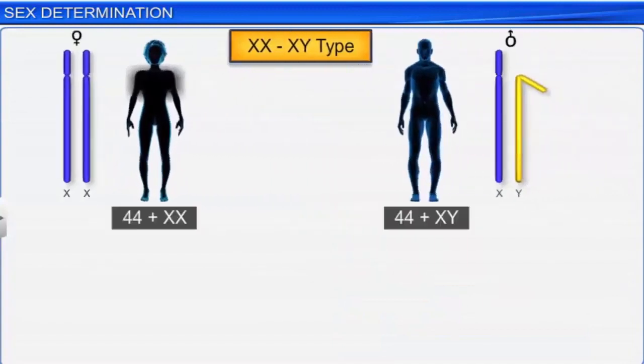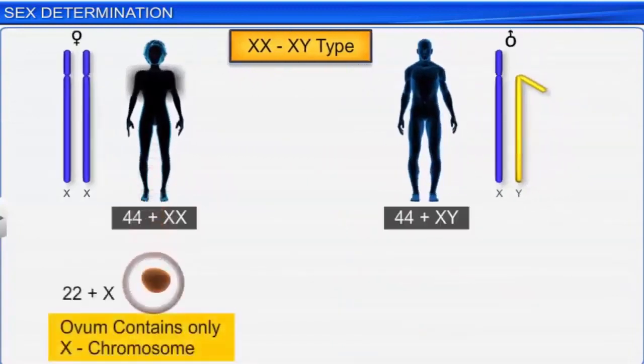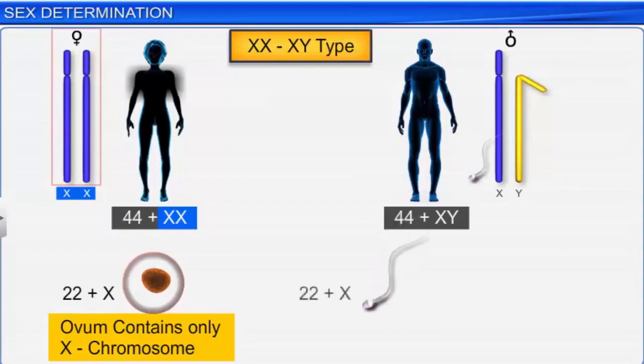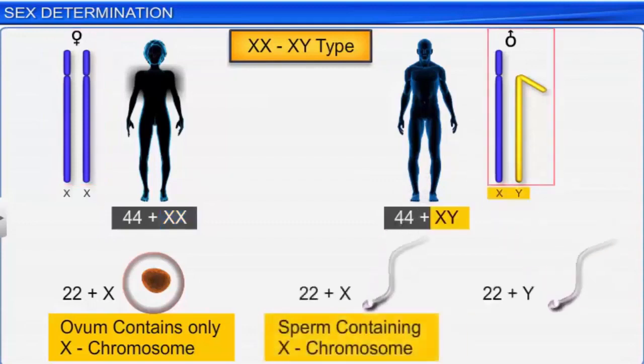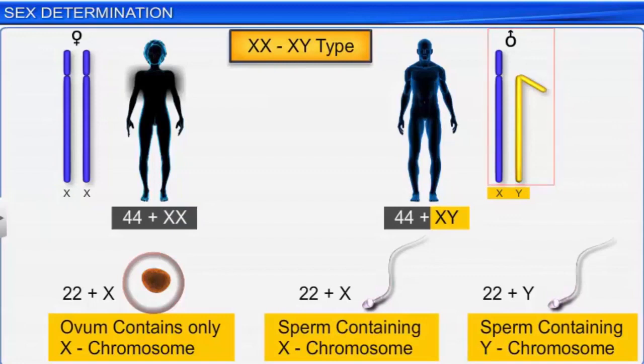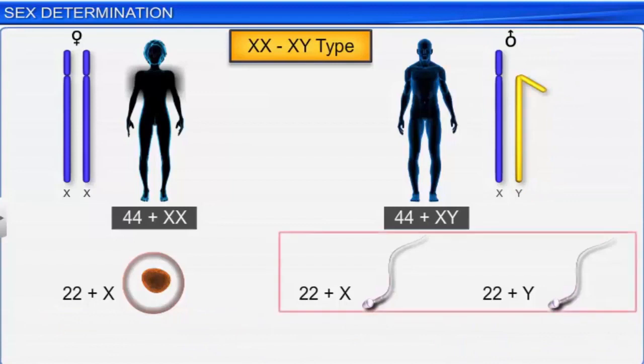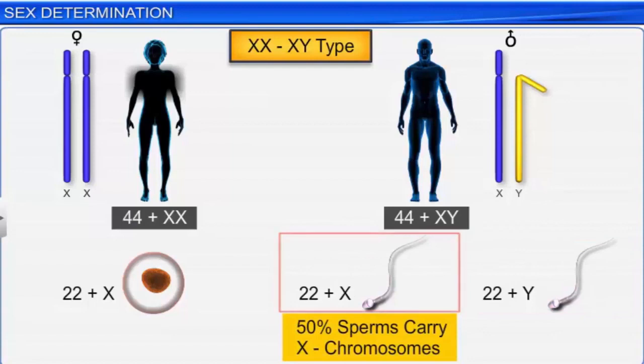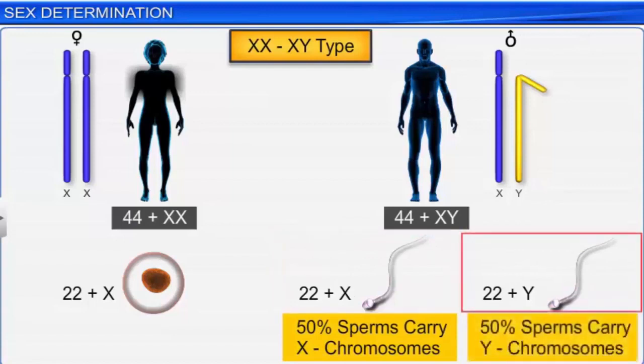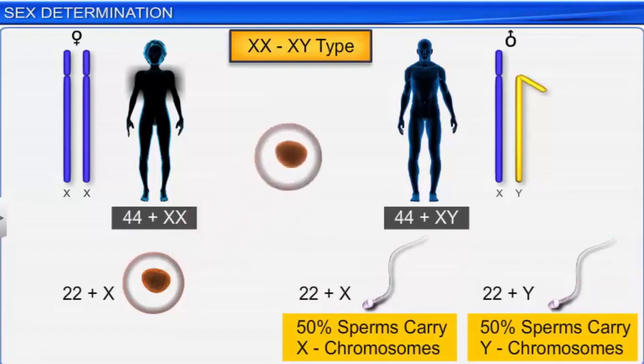In other words, the ovum produced in females contains only the X chromosome, while in males, two types of gametes, X and Y, are produced during the process of spermatogenesis. Of the total sperms produced during spermatogenesis, 50% carry X chromosomes, while the remaining 50% carry Y chromosomes. And there is an equal probability of fertilization of an ovum with a sperm carrying either of the chromosomes.